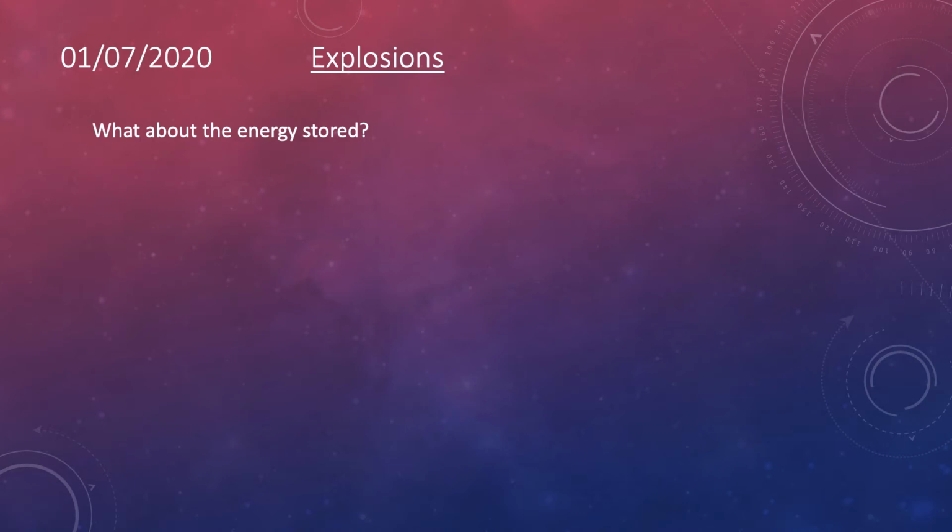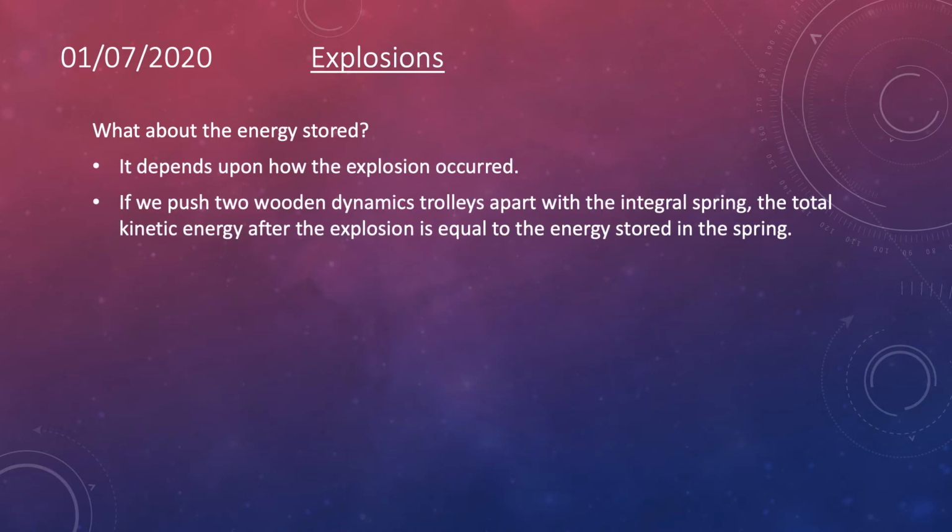So what about the energy stored? Well, it depends on how the explosion occurred. If it was the example from the start, the two wooden dynamics trolleys with the integral spring, the total kinetic energy after the explosion is equal to the energy stored in that spring. That sort of makes sense, doesn't it? We've got to have conservation of energy. We're saying, where has the energy come from? It's come from the energy stored in the spring, the elastic potential energy. It's going to the kinetic energy of both the objects afterwards.